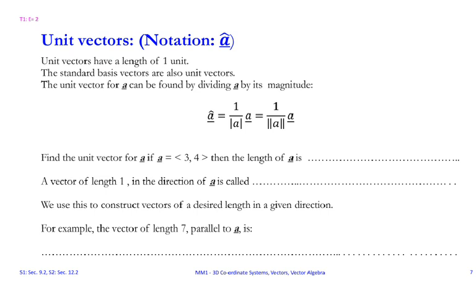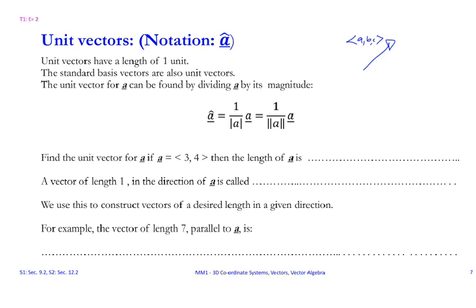So if you have a vector, we don't know what size it is, but we know it is a, b, c, you can find a unit vector in exactly the same direction as the original vector by dividing the vector by its magnitude. Your unit vector has a length of 1. Standard basis vectors are unit vectors, which I've already stated, and your unit vectors have a little top hat to indicate it's a unit vector.